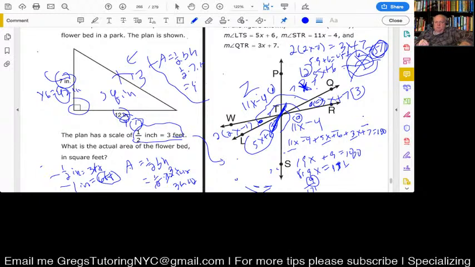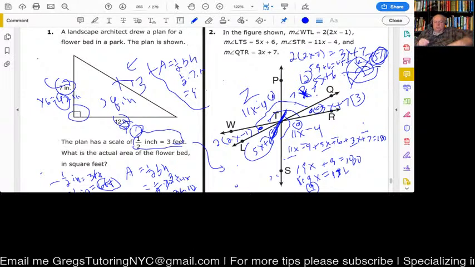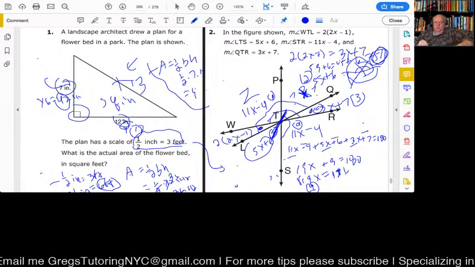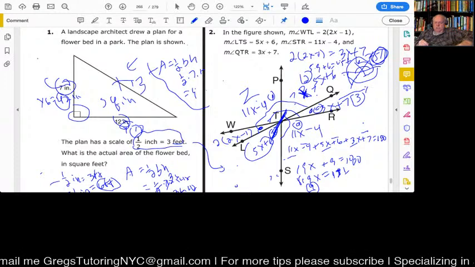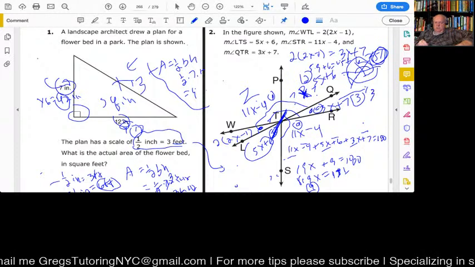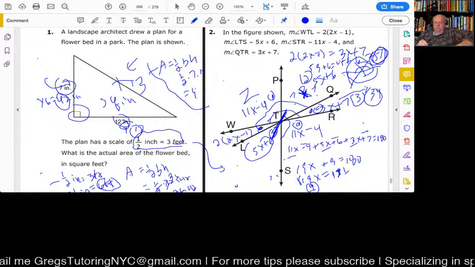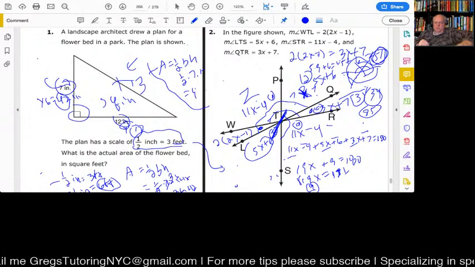So this one was 3x plus 7. So then this one would be 9 times 3 is 27. So this angle here, what we're trying to do is double check our answer right now. 27 plus 7 is 34. Okay, so that's 51 plus 34 gives us 85. So then this must equal 79.